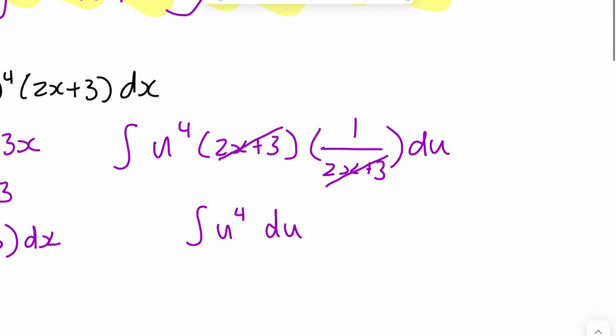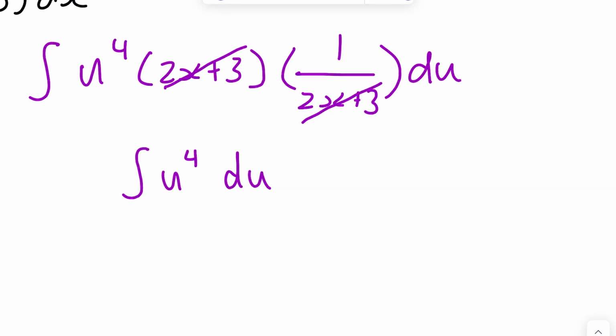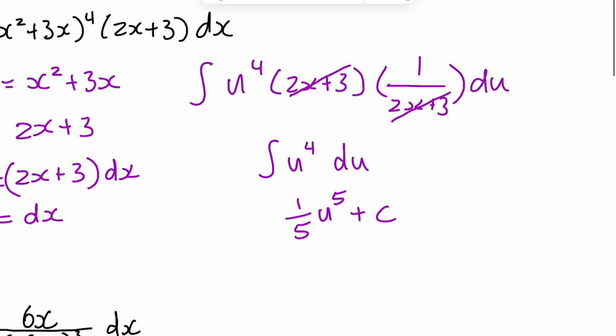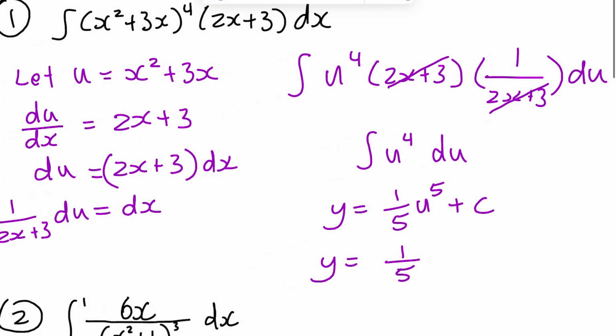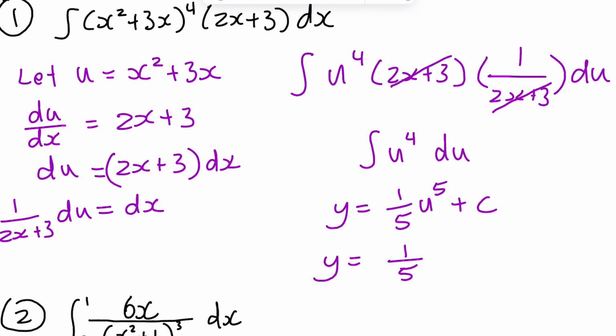The next step is to just integrate that, okay? So integrating u to the power of 4 gives u to the power of 4 plus 1, which is 5, divided by 5. And remember, we have to add plus c. And there you have it. If you want to change it back to x, you can always do that. Instead of u, we replace u back with x. That gives us 1 over 5 times x squared plus 3x to the power of 5 plus c. And that is our first question.